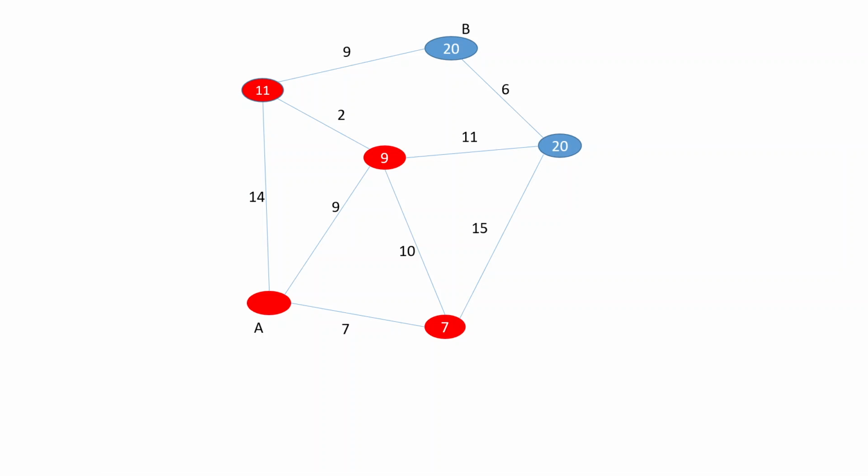Now we take another node. We can take this one. Well, I sped it up a little bit, but 11 plus 9 is 20, right? So this is 20. This node, let's see, 20 and 6 is 26. No, this is not going to change. Okay. What is the shortest route now? From A to 9 to 11 to 20.